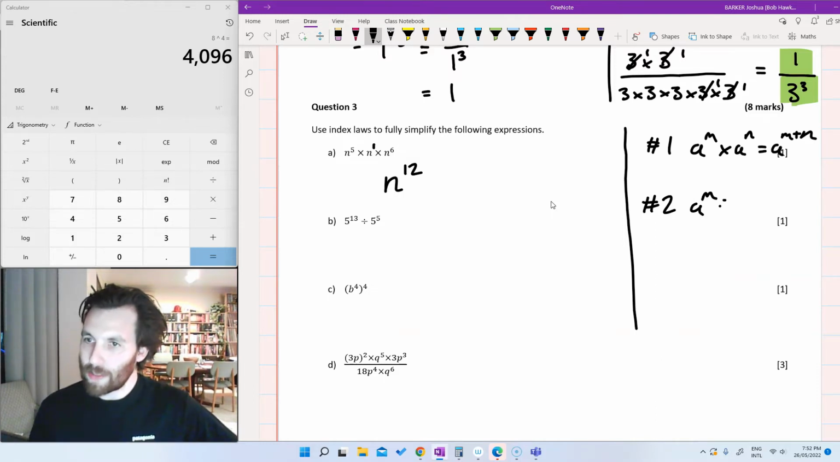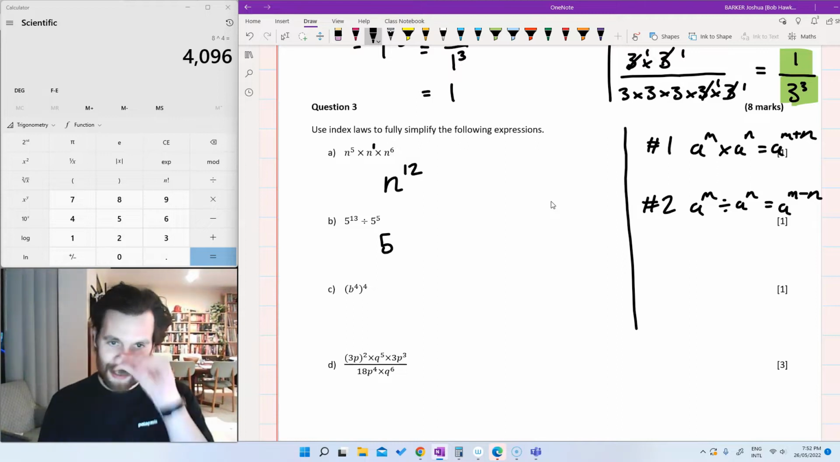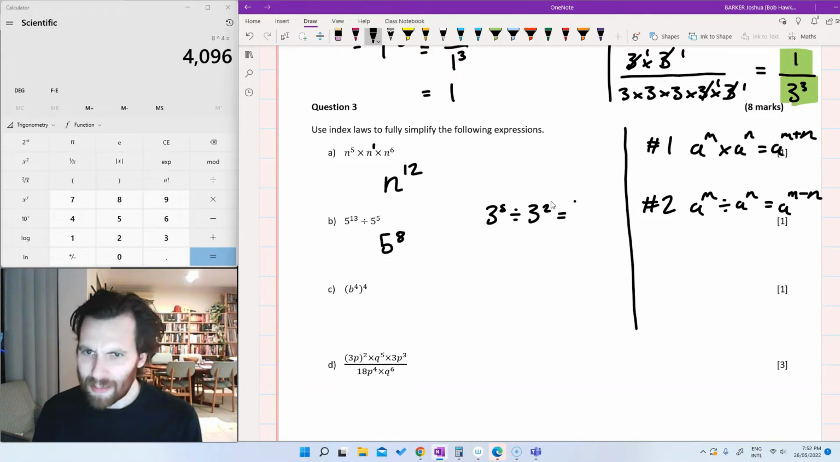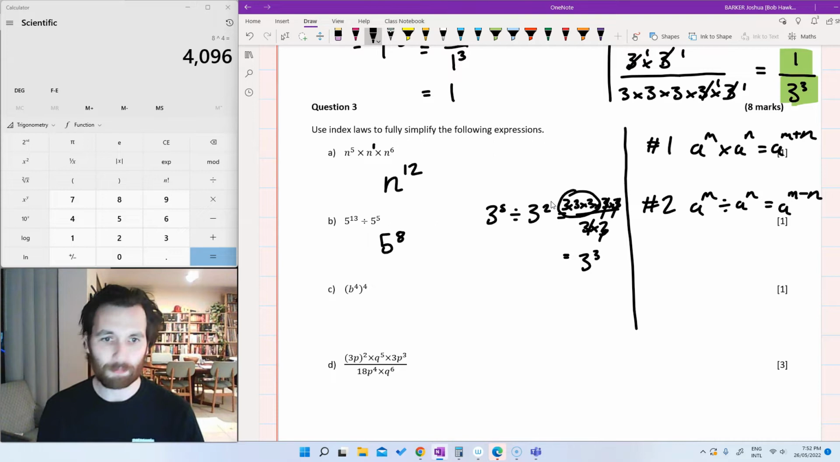Okay, index law number 2 is similar, but it deals with division. So when we have the same base and we are dividing, we can simplify the powers by subtracting them. So for this one, we've got 5 to the power 13 divided by 5 to the power 5. I'll subtract those powers, which leaves me with 8. Okay, similar sort of thing for that one. If we had, say, 3 to the power 5 divided by 3 to the power 2, if we expanded that, and I've not left myself a lot of room, but that's okay, if I expanded this, I could then cancel off a couple of pairs, which leaves me with 3 to the power 3 in the numerator, which is the same as 5 take away 2.